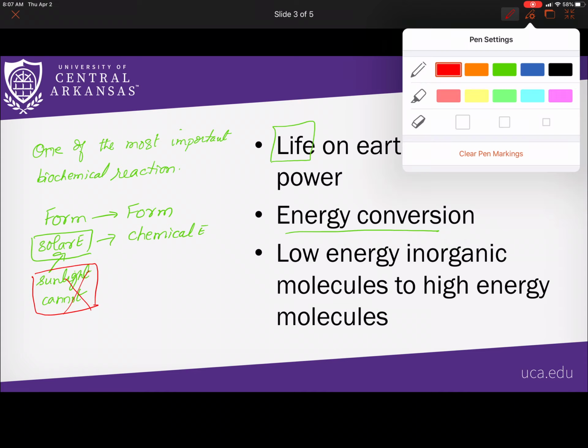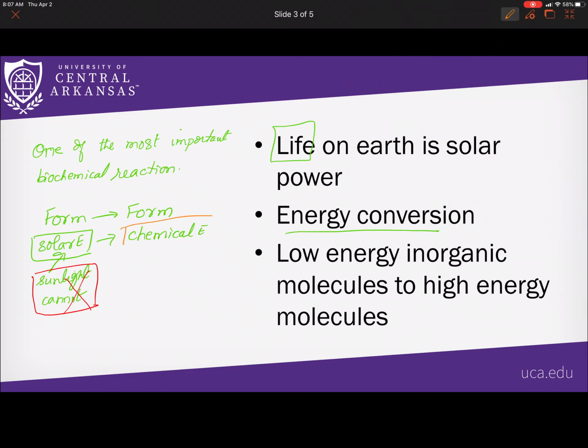We only can use, and when I say we, I'm talking about all living organisms, we can use only energy in the chemical bonds. Again, chemical bonds are nothing but electrons that are being shared between atoms.